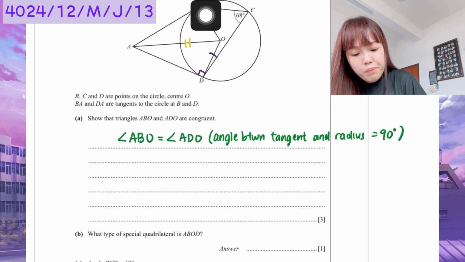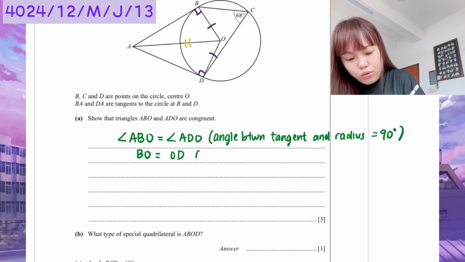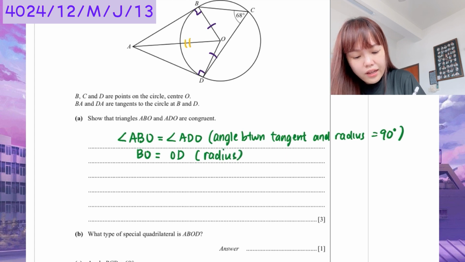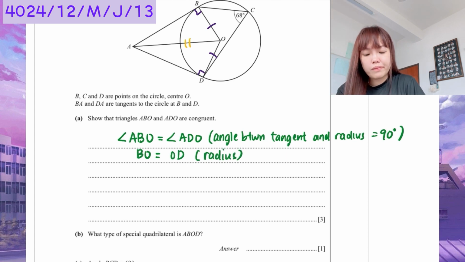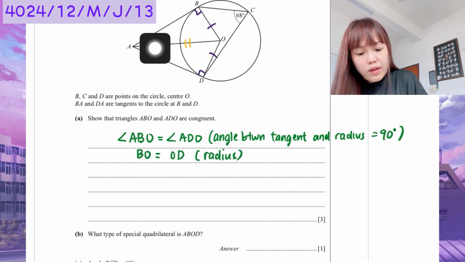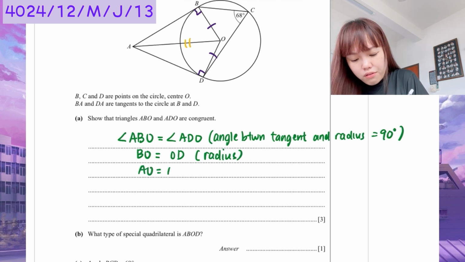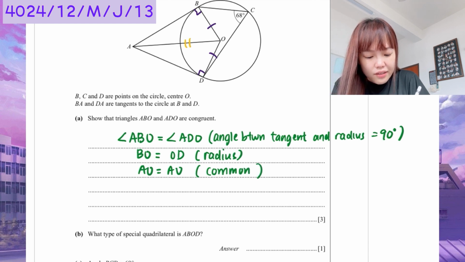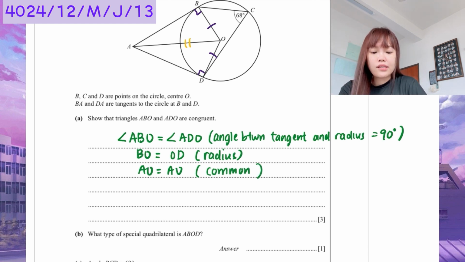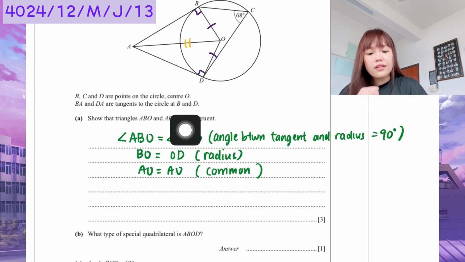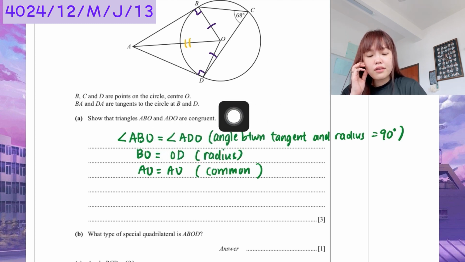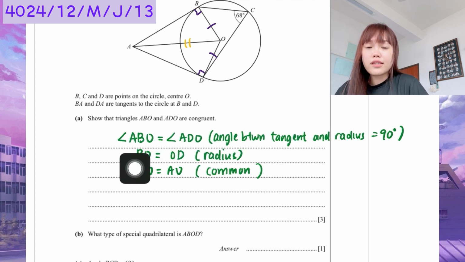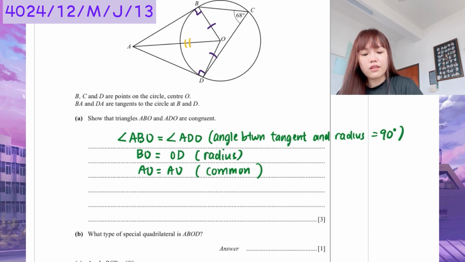And the next point is these radii are the same. So BO equals OD because they are the same radius. And then AO equals AO, they are common or shared length. Just write common, that's it. So this is under RHS. To show congruent, this is RHS. So this is the answer.